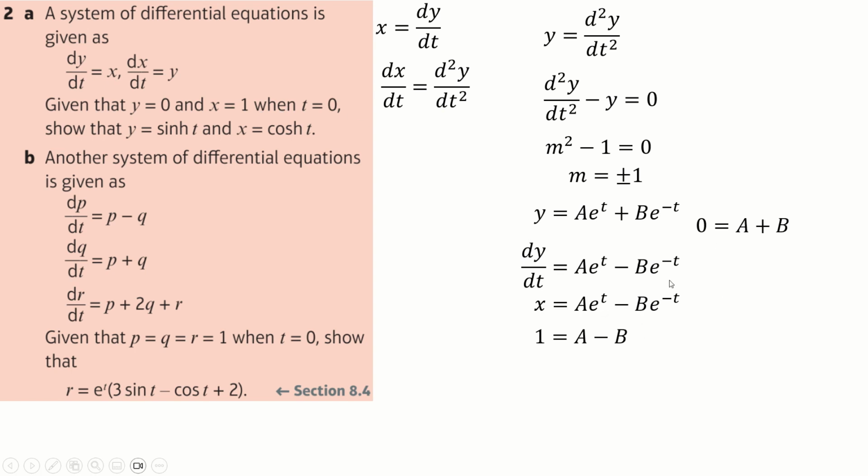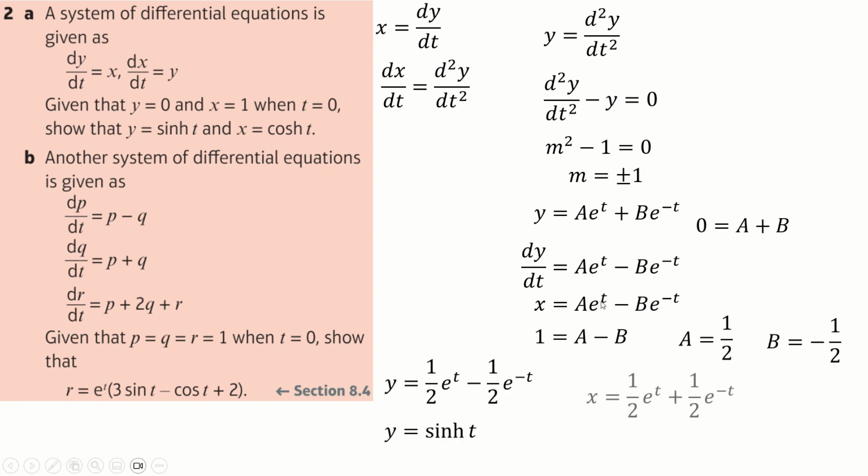And now, of course, I have this and this here. That means a is a half and b is minus a half. And you can put those results both back into here. And you get y is that, and you get x is this. But then notice that this is just the definition of sinh of t, and this is the definition of cosh of t. So therefore, I think I am done with this.